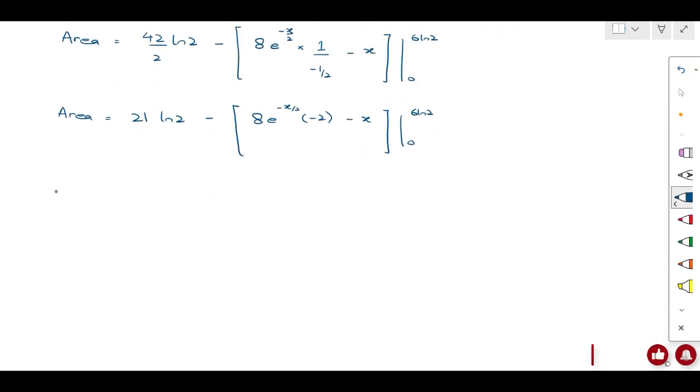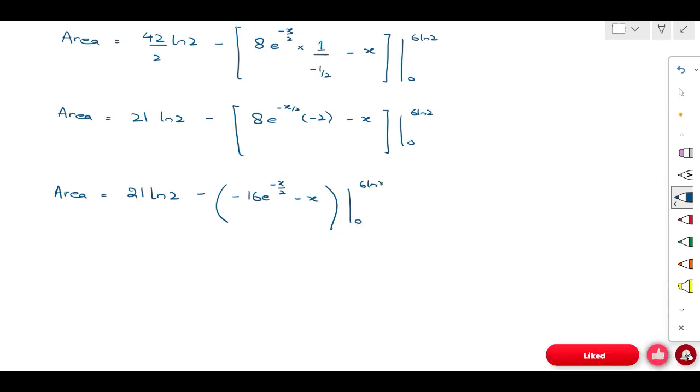Okay, let me do the further steps. So the area is 21 natural log of 2 minus 16 e power minus x by 2 minus x. Now we can substitute the limits in the next step. Now it is in the simplified form, right? So the area is 21 natural log of 2 minus, to the upper limit, which is minus 16 e power minus 1 by 2.